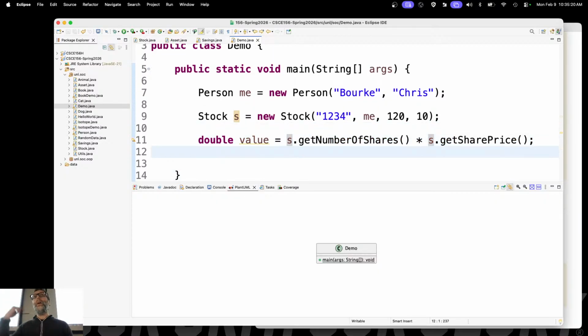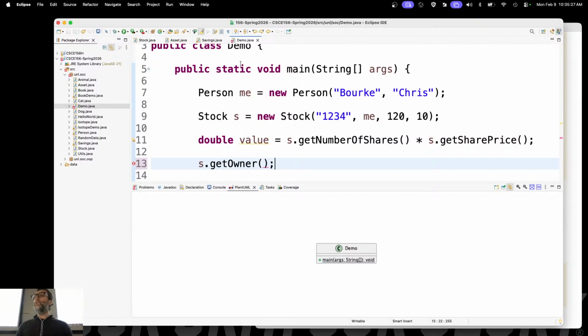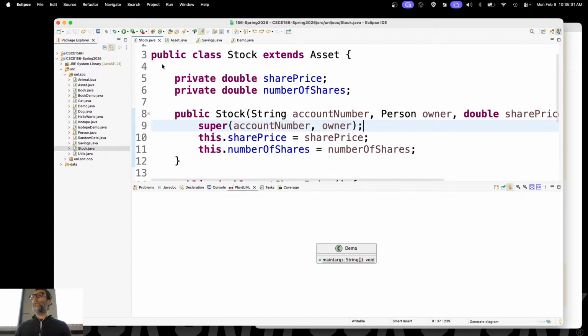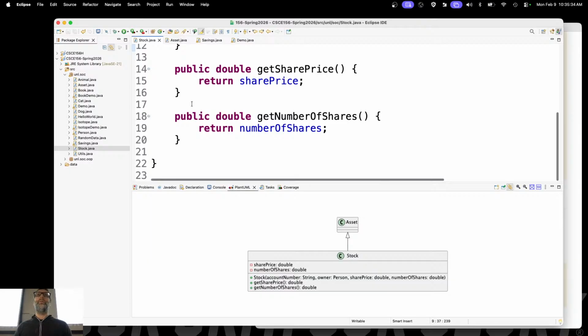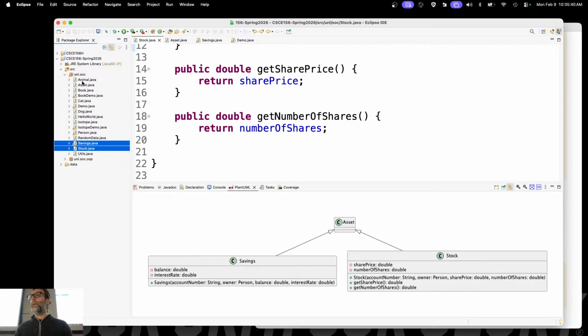Well, what about the inherited getters? Can I determine who owns it? So s.getOwner, right? Now, do you see a getOwner method over here in the stock class at all? No. But it is inherited. Let me go ahead and highlight those 3 now.